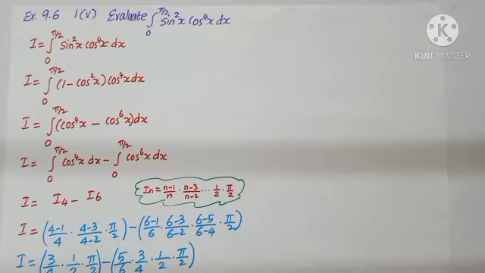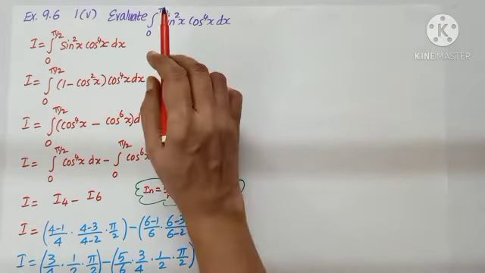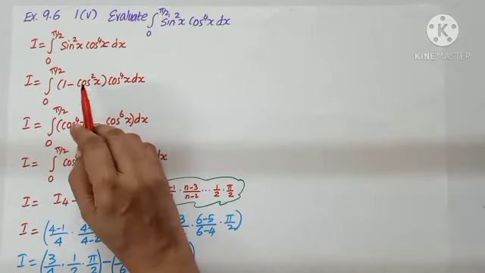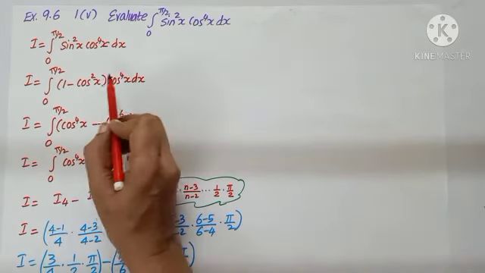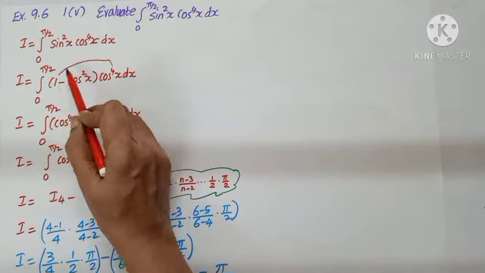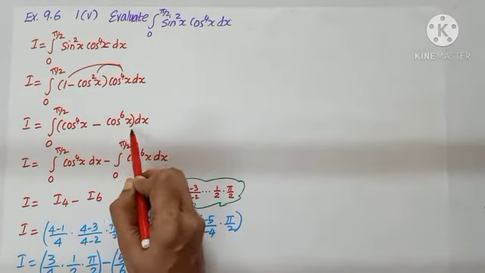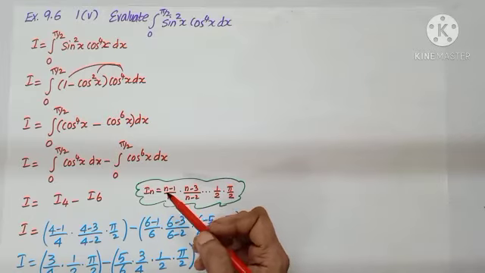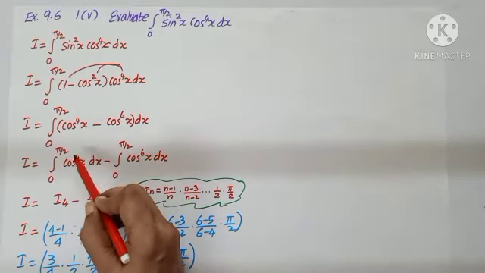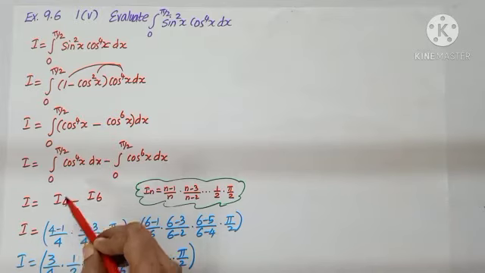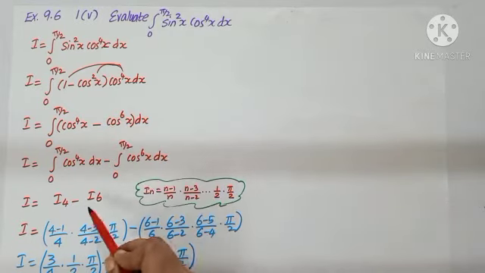Fifth subdivision, integral 0 to pi by 2 sine square x cos power 4 x dx. You can directly apply the reduction formula, or else sine square x can be written as 1 minus cos square x. Multiply: cos power 4 into 1 is cos power 4 x, and cos power 4 into cos square is cos power 6 x. Now this is cos power 4, that is I4. This is cos power 6, that is I6.